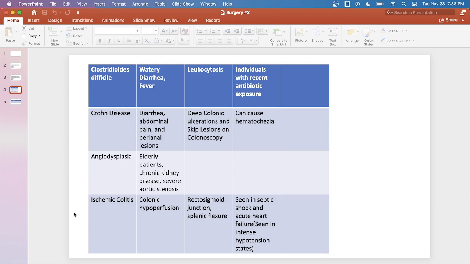Okay, ischemic colitis is due to hypoperfusion, seen in states where hypotension occurs. So decreased blood pressure. This occurs in septic shock patients and acute heart failure patients. You're going to see it in watershed areas, the rectosigmoid junction, and splenic flexure.